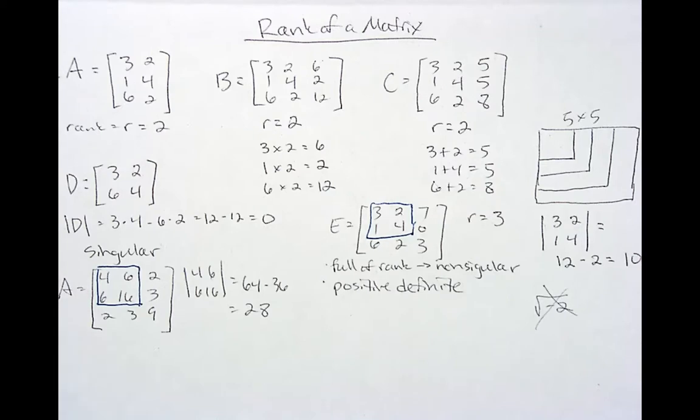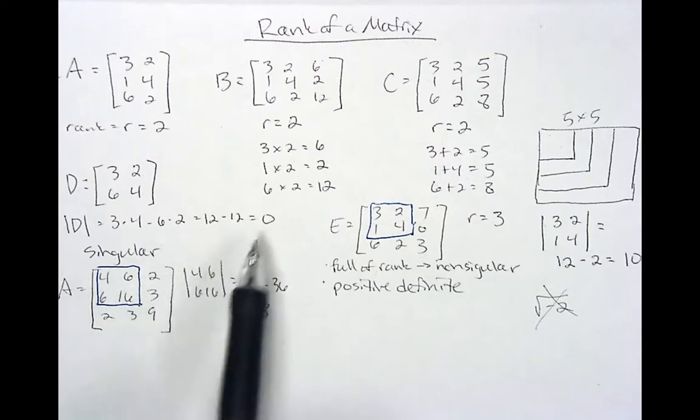So lastly, a matrix is positive semi-definite if each of its upper left submatrices has a non-negative determinant. So non-negative, it could be positive, like E here is, and this A matrix, or it could be 0, as we got here with D.